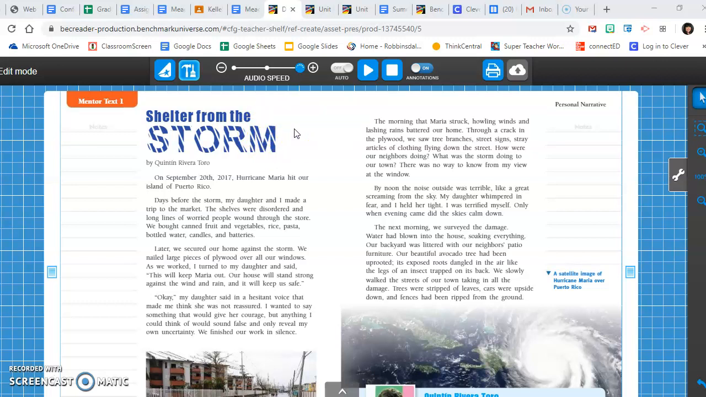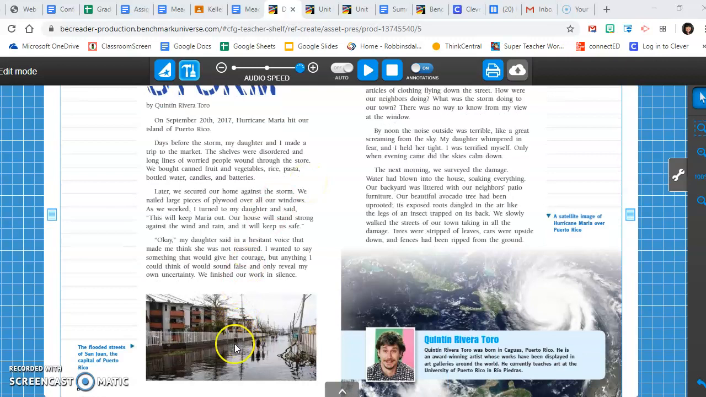So I'm wondering, and I know storms can be dangerous, so I'm wondering if this storm caused a lot of damage. Shelter from the storm. And because the word storm is really big, I'm thinking that the storm itself is one of the main things in our text. I'll also look at these photos.